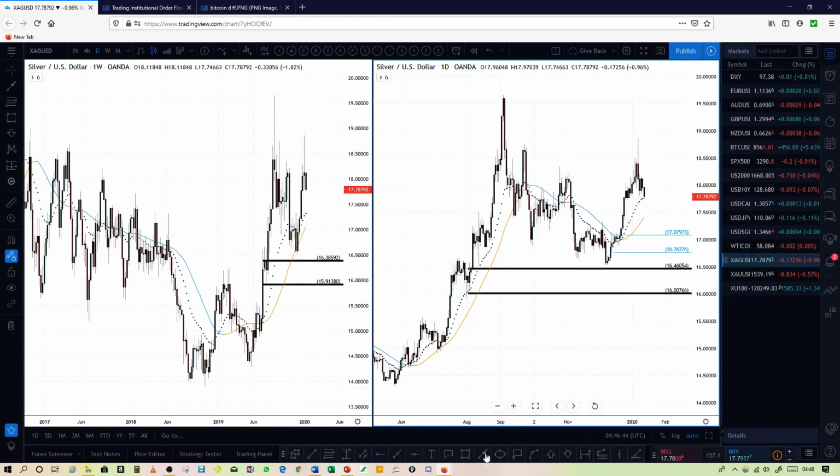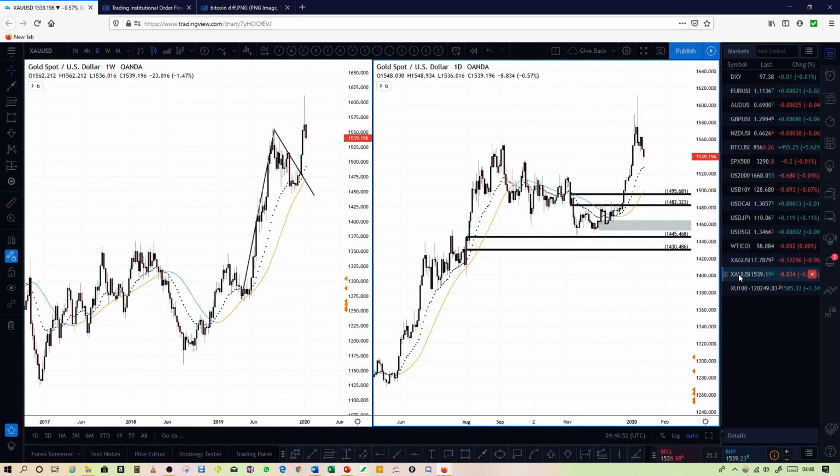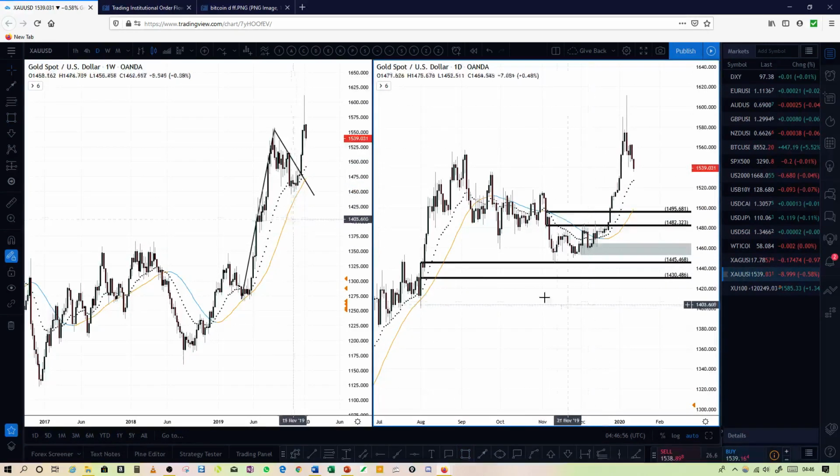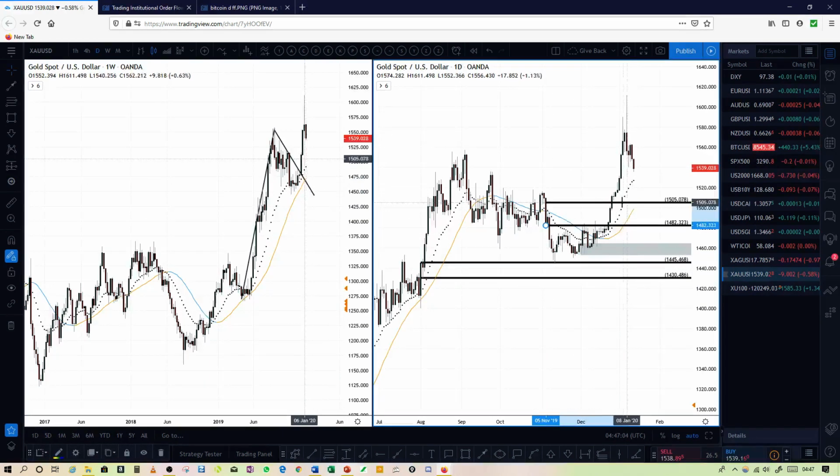This one and all this area here. Okay, let's look at gold. So, if some of you remember, we talked about where I wanted to buy gold. Guess what? It was good. It still is good, so thank goodness for that.